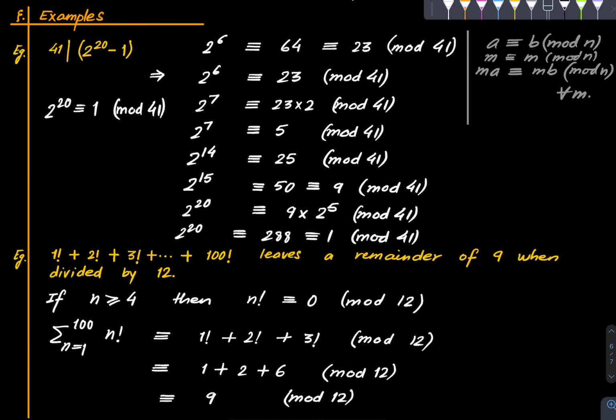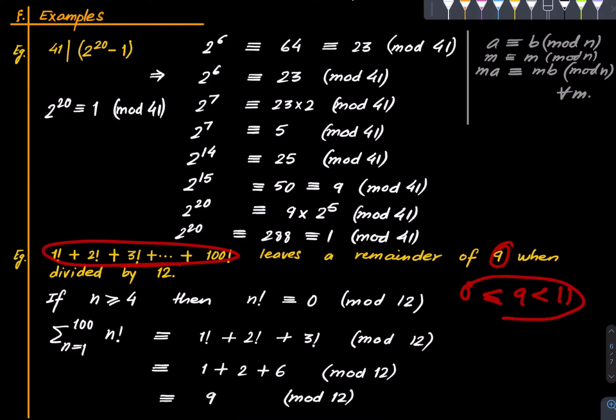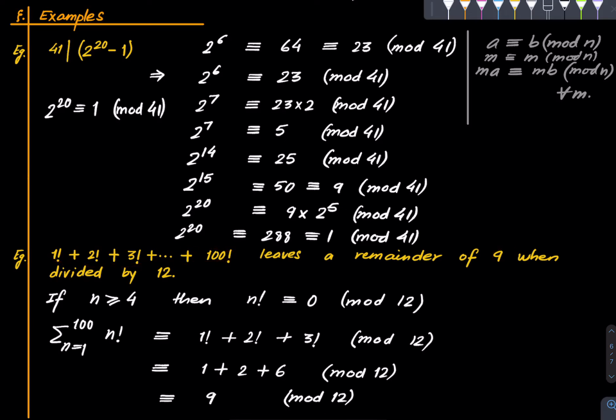So whatever this number is, if you subtract 9 from it, you get something divisible by 12, and that is the same as saying that 9 is the remainder when you divide it by 12, because 9 is between 0 and 11. So it has to be the remainder. So this is very powerful. Modular arithmetic is very powerful.